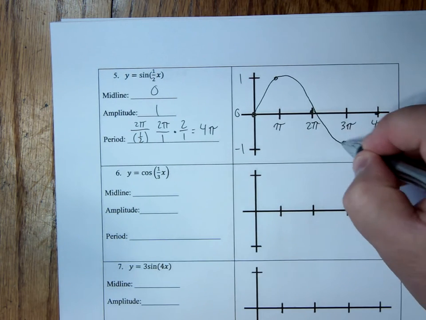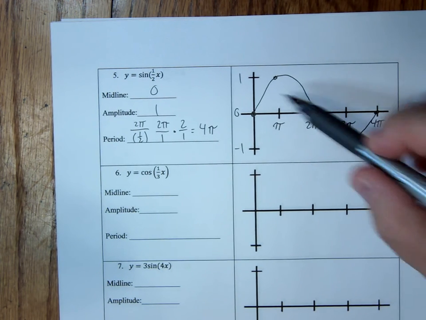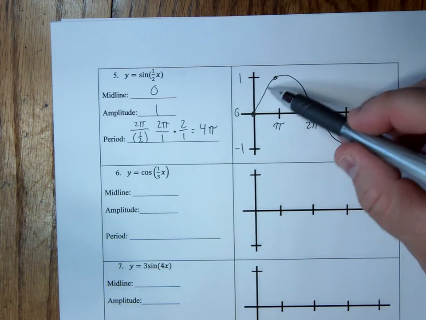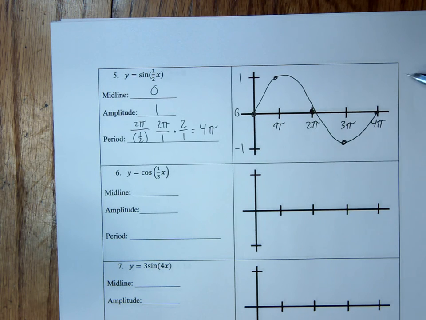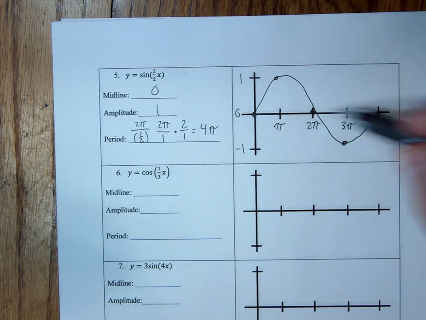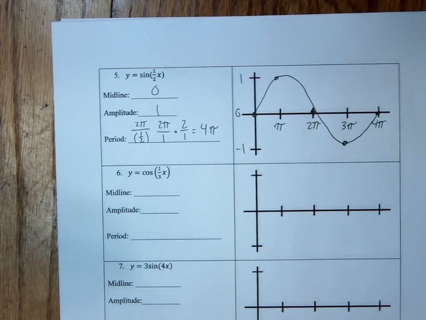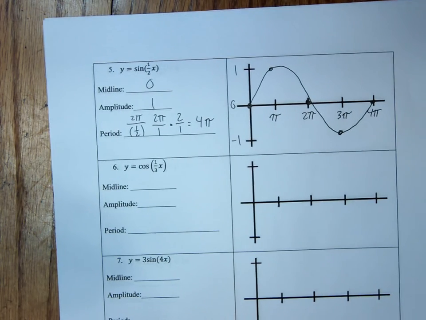So there it is. You can imagine that first one we did would have completed a whole period by the time we got to here. The second one we did would have completed by here. So we would have 4 of those sine of 2x that would fit into one of these. So try number 6 on your own.